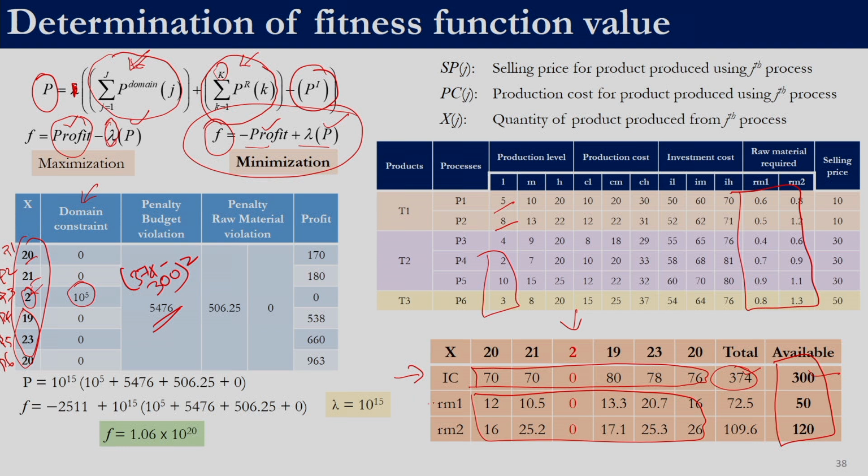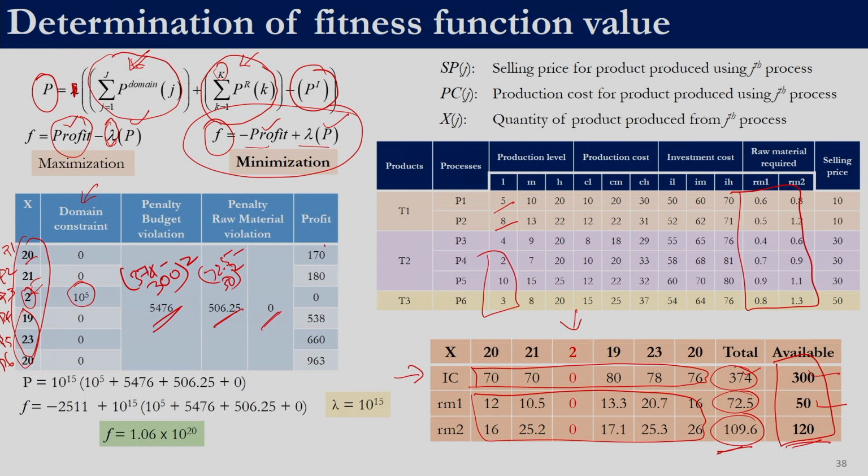So, the total amount of raw material 1 that is required is 72.5, the total amount of raw material 2 that is required is 109.6, right. What we have for raw material 1 is only 50 and what we require is 72.5, so again we will incur a penalty, which is (72.5 minus 50) the whole square. That will work out to be 506.25. Here we require 109.6 and what we have is 120. What we require is less than what we have, so the penalty is 0.